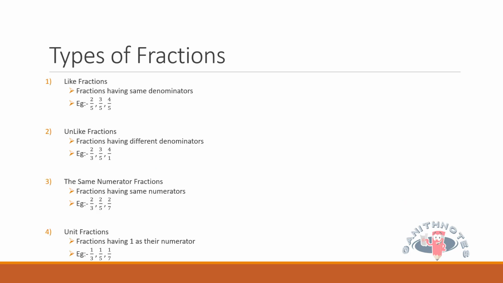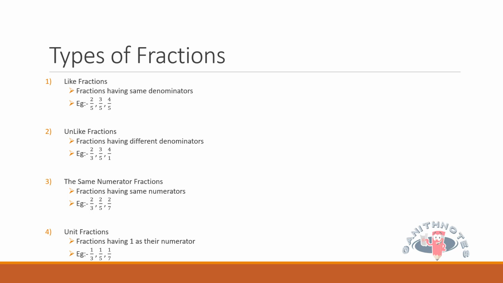So let's move on. What are the different types of fractions that are available? All fractions, as we said earlier, are of the form p by q, where p is called the numerator and q is called the denominator, where q can never be 0. We have different categories of fractions. The first one is like fractions. What is a like fraction? We might have fractions having the same denominator value, which is nothing but fractions having the same bottom part. For example, 2 by 5, 3 by 5, 4 by 5. All these fractions have the same denominator, 5, only the numerator changes. So this kind of fractions are called like fractions.